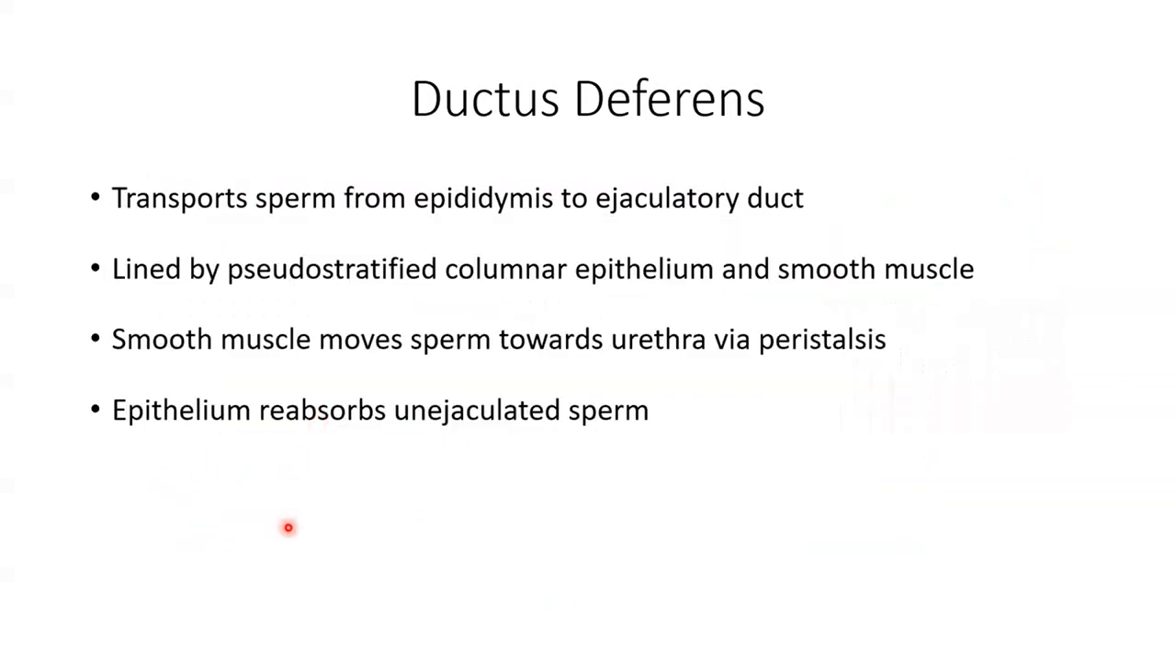So, a nice easy one to recap. The ductus deferens is a duct or a tube that transports sperm from the epididymis to the ejaculatory duct in the pelvic cavity. It's lined by a pseudostratified columnar epithelium and 3 layers of smooth muscle. The smooth muscle moves the sperm towards the urethra in the penis when sexually aroused, and the epithelium reabsorbs any unused or unejaculated sperm, which can be stored here for up to several months.